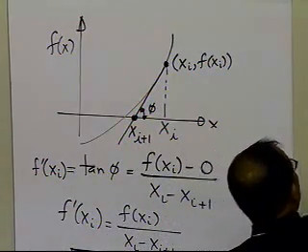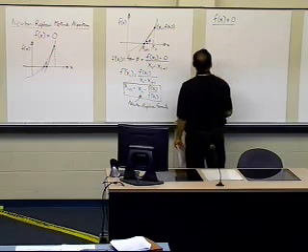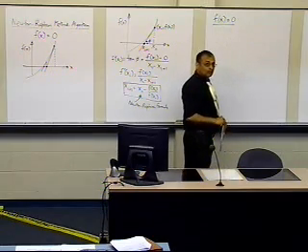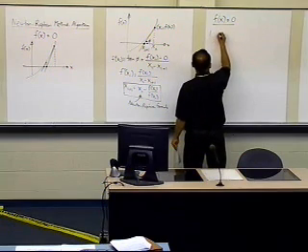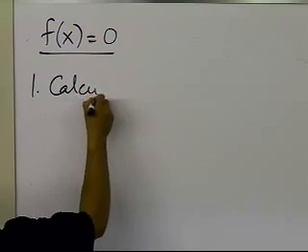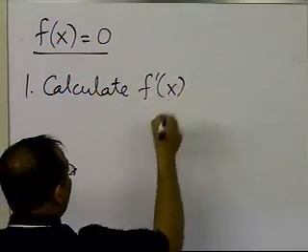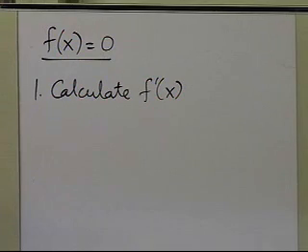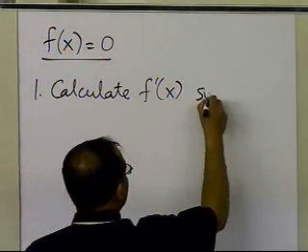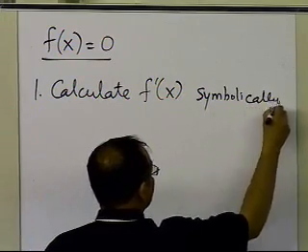I want to write down the algorithm for finding the root of the equation f of x equal to 0. That's what I want to be able to do. So the first step is to calculate f prime of x, because in the formula itself, the denominator requires me to find the derivative of the function. So I have to calculate f prime of x symbolically.